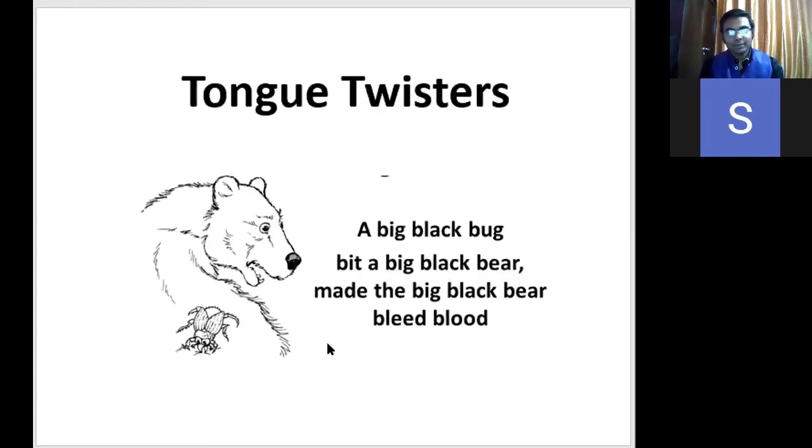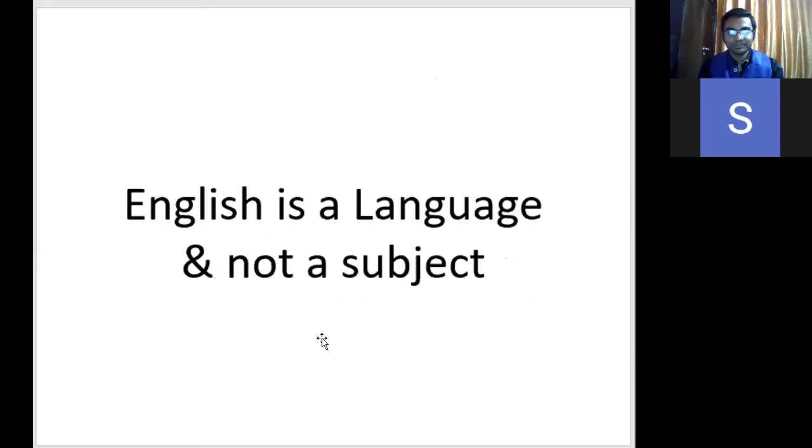Tongue twisters, you can go for it if you really need to work upon pronunciation. Then tongue twisters is something which you need to consider. For example, here it is written: a big black bug bit a big black bear, made the big black bear bleed blood. Automatically, if you speak this tongue twister again and again, the pronunciation or the sound of B will be clear. Start using tongue twisters because it is really going to help you a lot when it comes to your pronunciation.